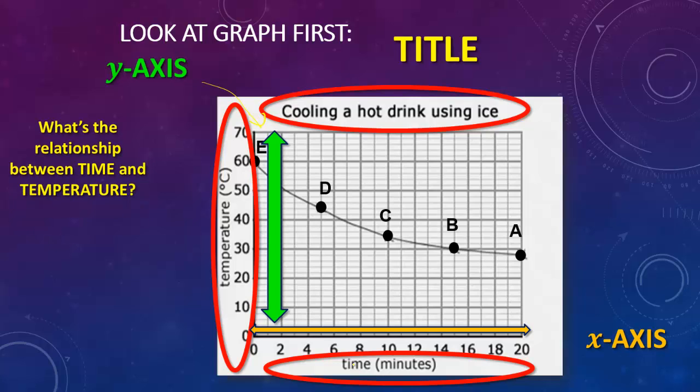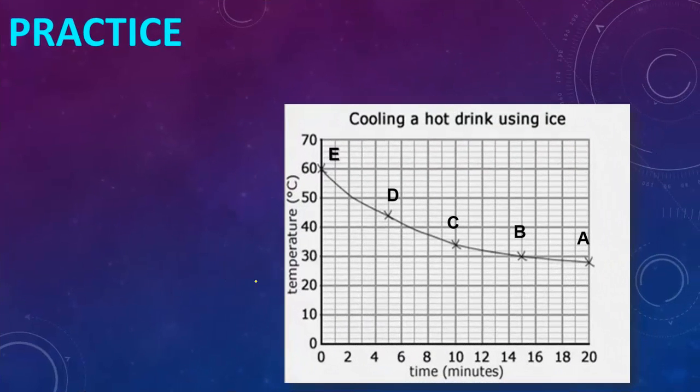So if I asked you a question like, what's the relationship between time and temperature? Well, you can look at the graph and notice it has kind of this downward trend here. So the more time that passes, the cooler the drink gets. So as time passes, the drink's temperature cools. Pretty simple stuff. So let's practice the problem on your own.